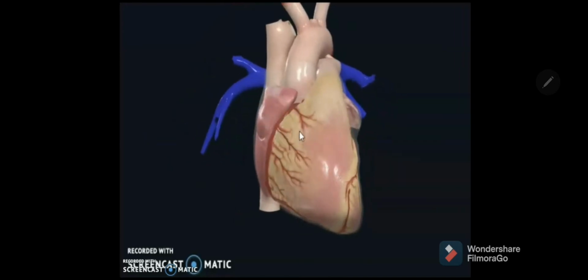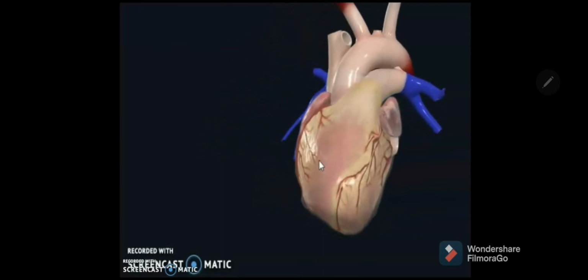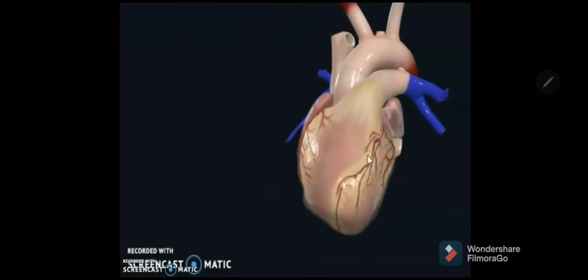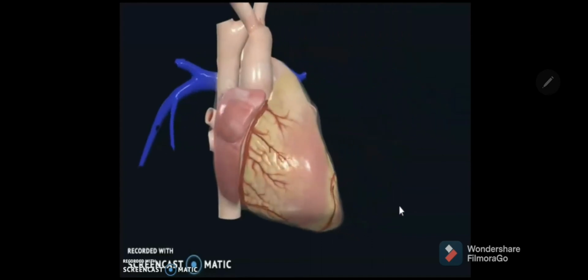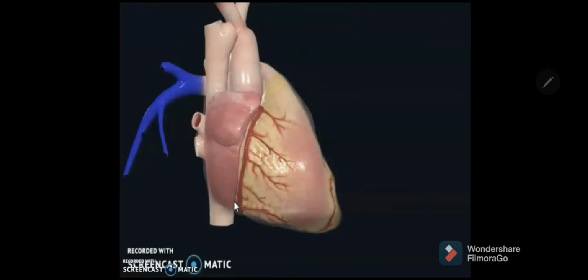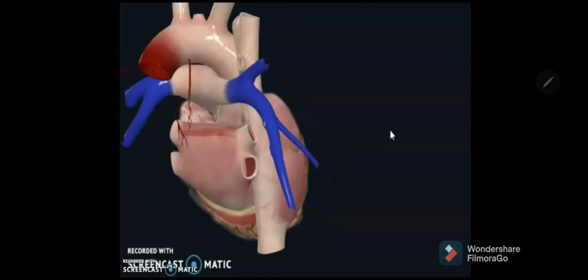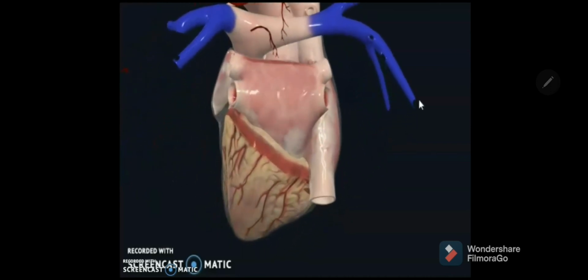And when you see here, the right atrium is separated from the right ventricle by the anterior atrioventricular groove, whereas the two ventricles are separated by the anterior interventricular groove. This is the anterior interventricular groove on the sternocostal surface. This is the inferior border, what you are seeing here. So the sternocostal surface, 2/3 is formed by the right ventricle, 1/3 by the left ventricle.